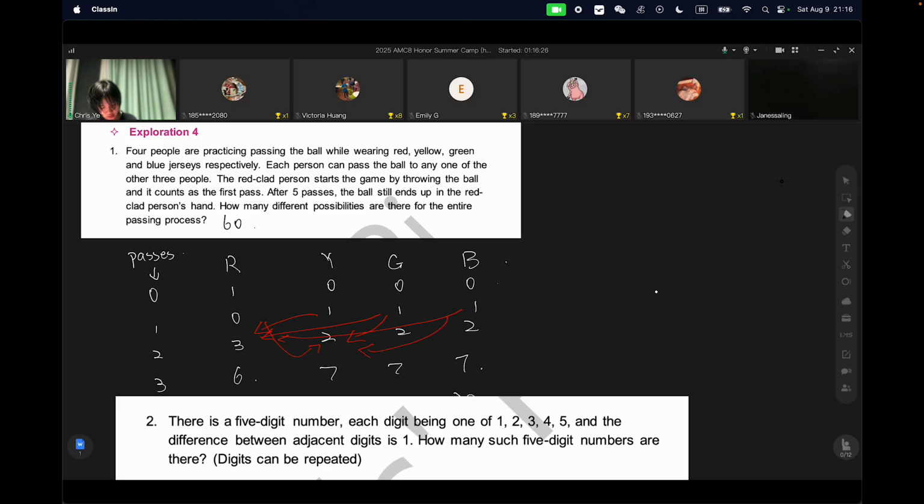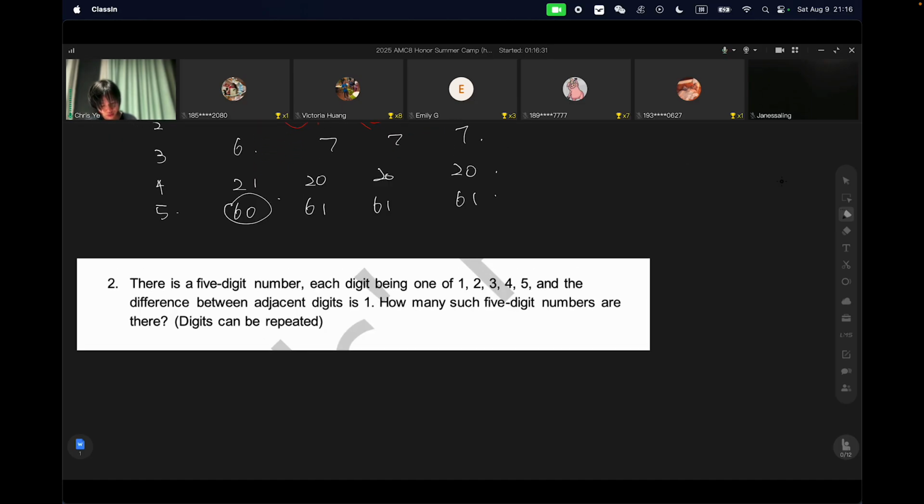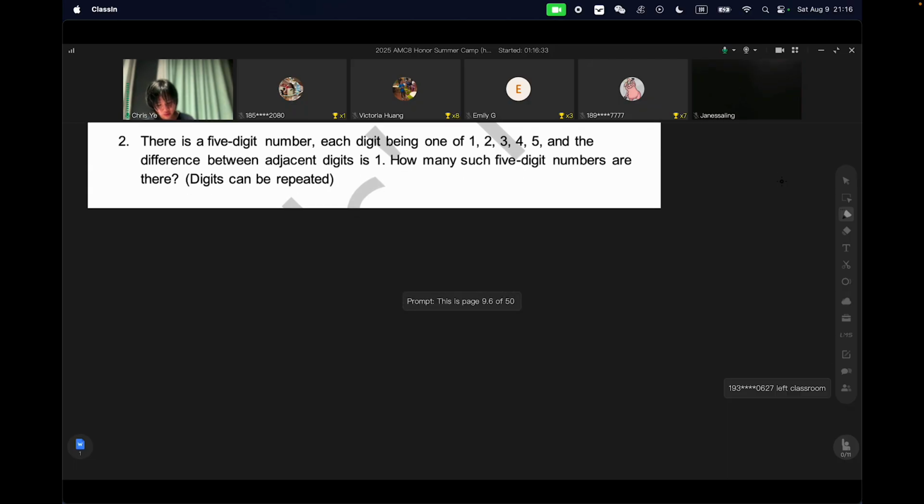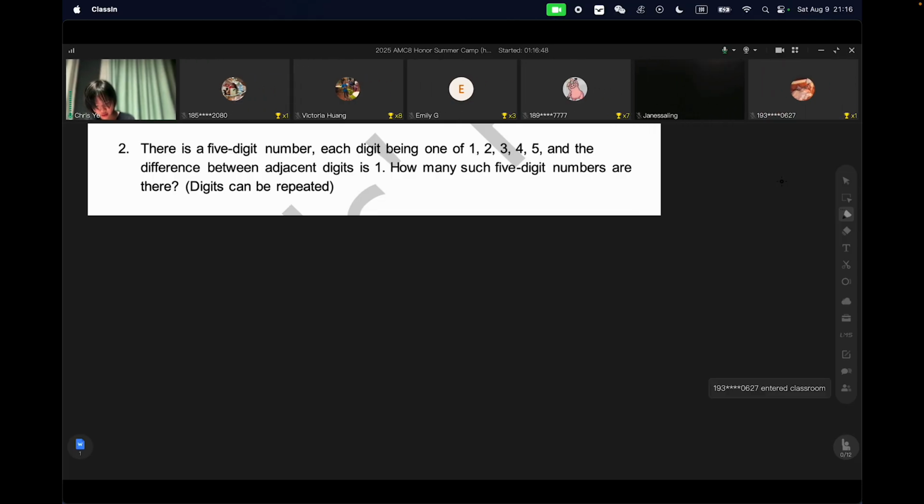There is a 5-digit number, each digit being one of 1, 2, 3, 4, or 5, and the difference between adjacent digits is 1. How many such 5-digit numbers are there, and digits can be repeated? Using the method that we used before, we will need to create a graph that looks like this. The digits are going to be 1, 2, 3, 4, and 5. And we can personify this as them passing between each other.